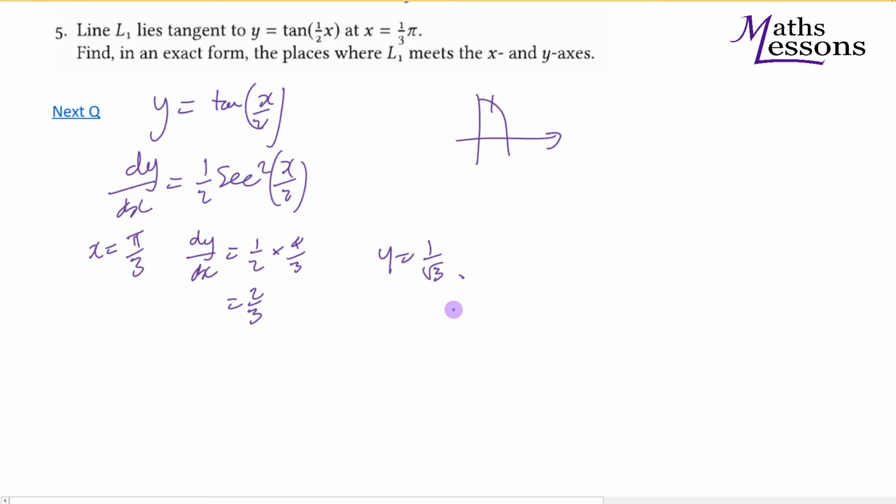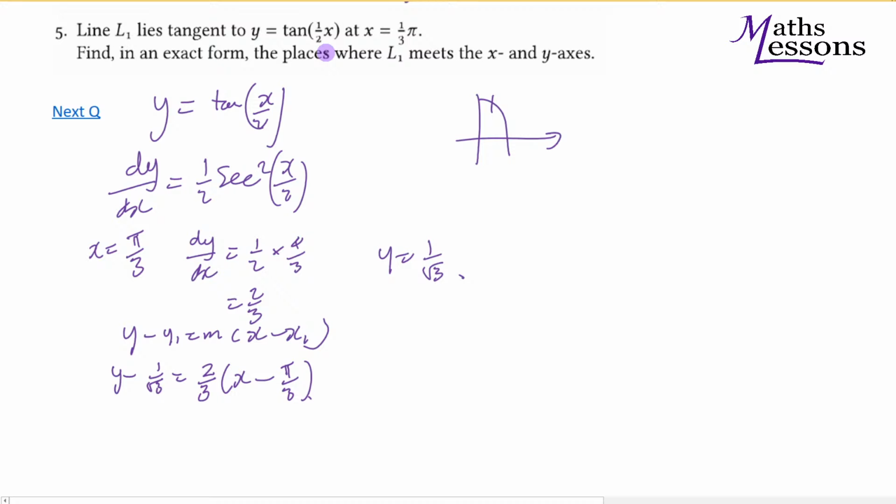So therefore, using y minus y1 equals m times x minus x1, where m is the gradient, and y1 and x1 is a point on the line, we get y minus, our y1 value is 1 over root 3, equals our m value, 2/3, times x minus our x1 value, pi over 3. We could try to simplify this, but I don't see that it's really going to do much good, so I'm going to leave it as that.